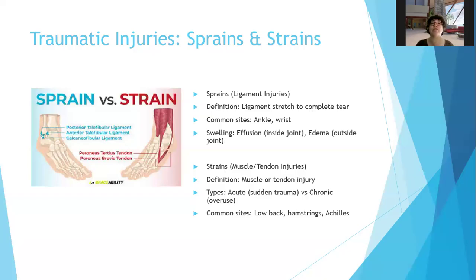Common sites for sprains are ankles or wrists, sometimes knees. They're usually accompanied by swelling. Swelling can be either effusion, which is swelling inside the joint, or edema, which is swelling outside the joint. Strains, on the other hand, are muscle or tendon injuries, and they can be either acute, like sudden trauma, or chronic, like overuse injuries, tendonitis. Common sites, low back, hamstrings, Achilles, elbows, really commonplace for tendonitis. Lots of tendonitis showing up in the clinic.